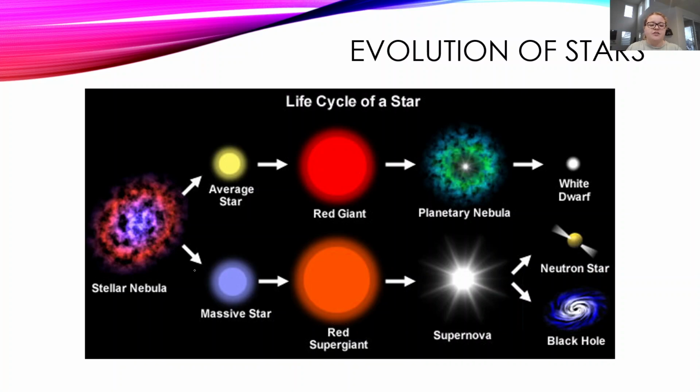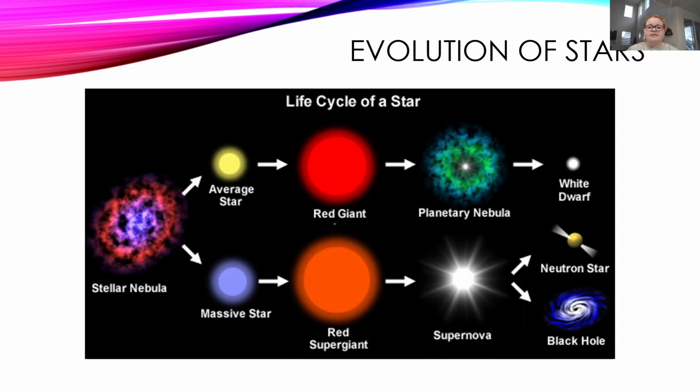On the other hand, in that stellar nebula, if a massive star is formed, then we'll eventually get a red supergiant, like I had mentioned on the HR diagram. Eventually, that will collapse into a supernova, and from that supernova, one of two things can happen: we can have a neutron star or a black hole. Again, we'll talk more in depth about that later on down the road, but just to give you guys an idea of what is to come with this evolution.